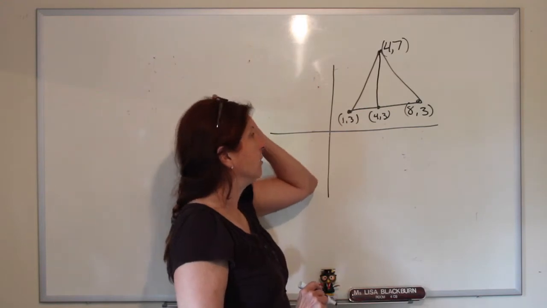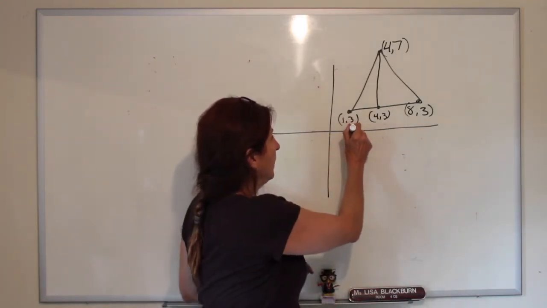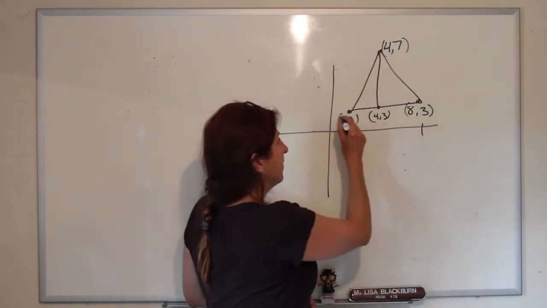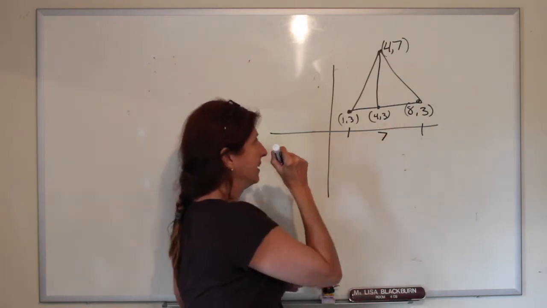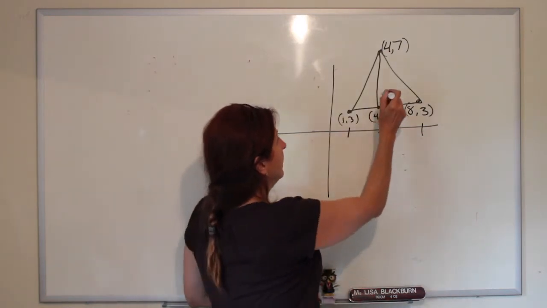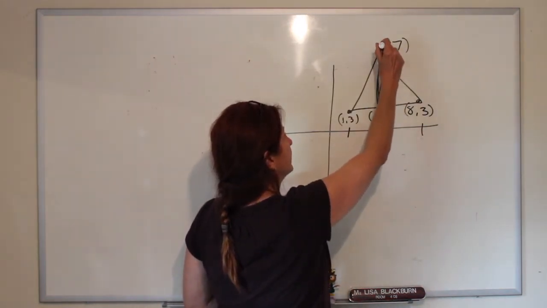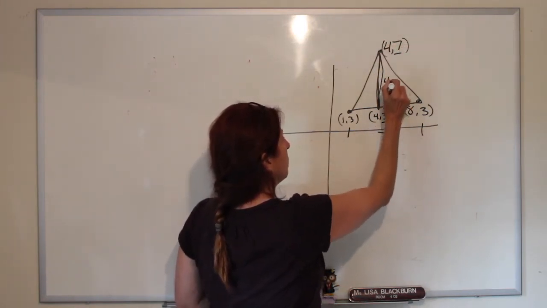All right, so we need to find out how long some of these are. If you're going from 1 on the x-axis to 8 on the x-axis, that means this side is 8 minus 1. That side of the triangle is 7. That's the base. Now the height is this thing, and it goes from 3 to 7 on the y-axis, so it's 4.